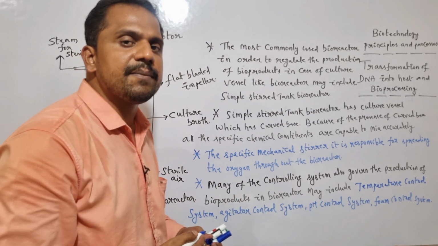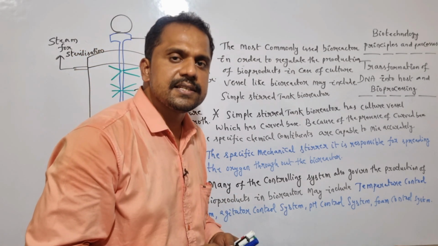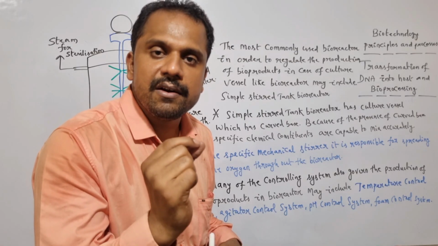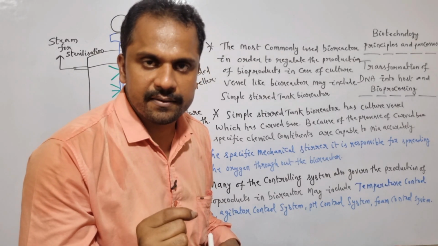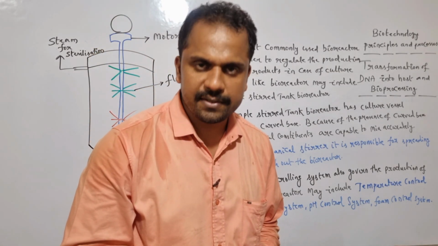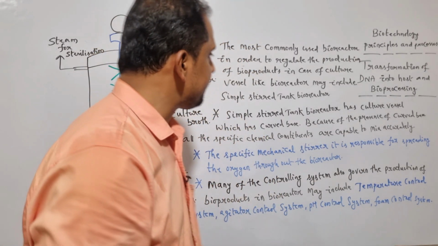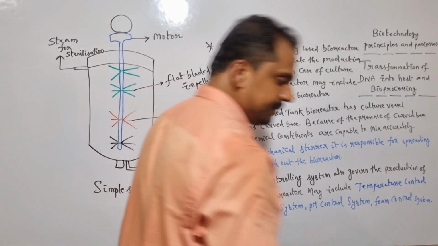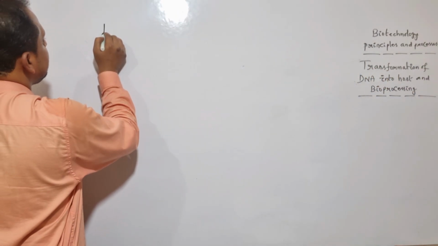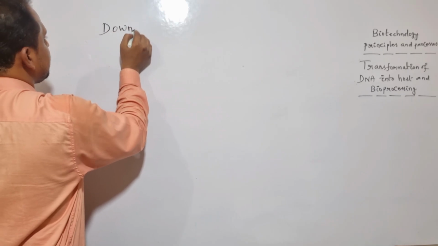So here, because of the presence of all these controlling systems, we can obtain a small amount of bioproducts periodically from the specific bioreactor. Is it clear? And then after we will be studying regarding downstream processing in detail. So let me arrange the things here.